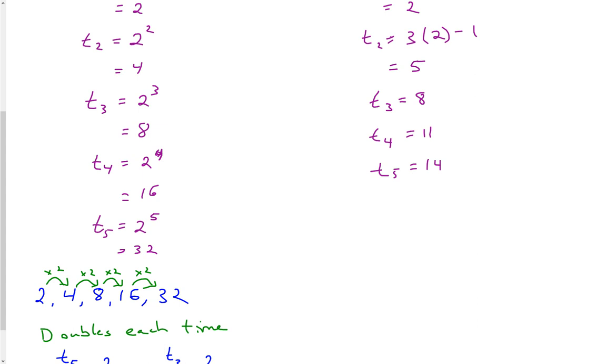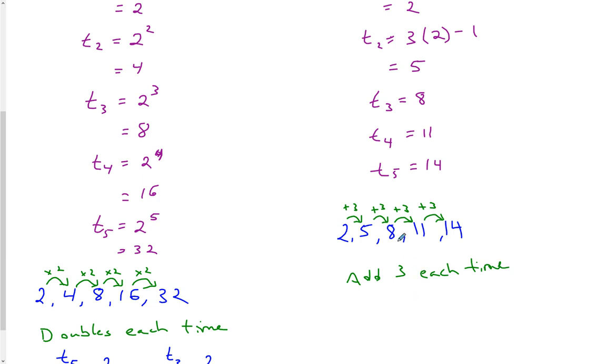I would put in the numbers 1, 2, 3, 4, and 5 to get my first 5 terms. So let's write those out. We've got 2, 5, 8, 11, and 14. And so you've got to ask yourself, what's the pattern here? What's changing each time? Well, I notice that each time it's going up by 3. We're adding 3 each time. So I'm going to write this underneath: add 3 each time.